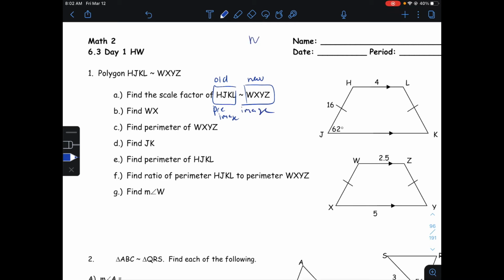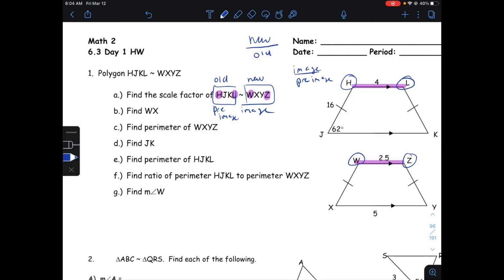So remember, it's always new over old, or image over pre-image. We need to pick a side that clearly goes together. I would say these would be good sides to use, but let's double check that they are corresponding sides by looking at the similarity statement. So we have HL, which is the first and the last, and we have WZ, which is the first and the last. So that shows that they do correspond. It's always good to double check that they are corresponding.